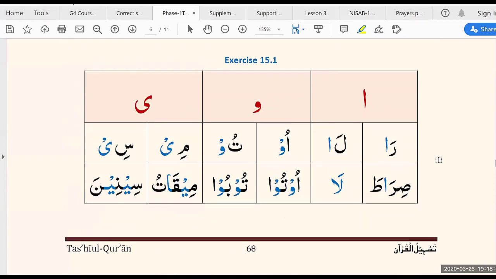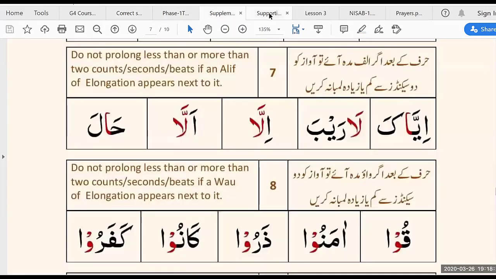So now, before we practice with the students, this is from Talimul-Quran, second edition, and the common errors 7, 8, and 9. These errors cover the letters of elongation, so we will just quickly go through this as well.